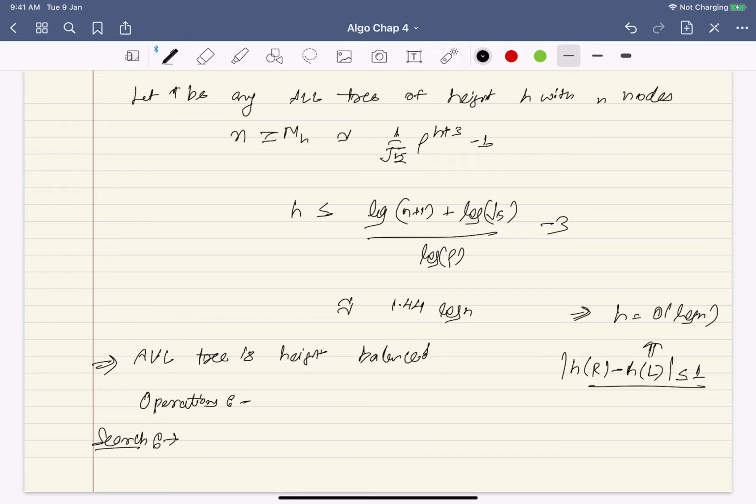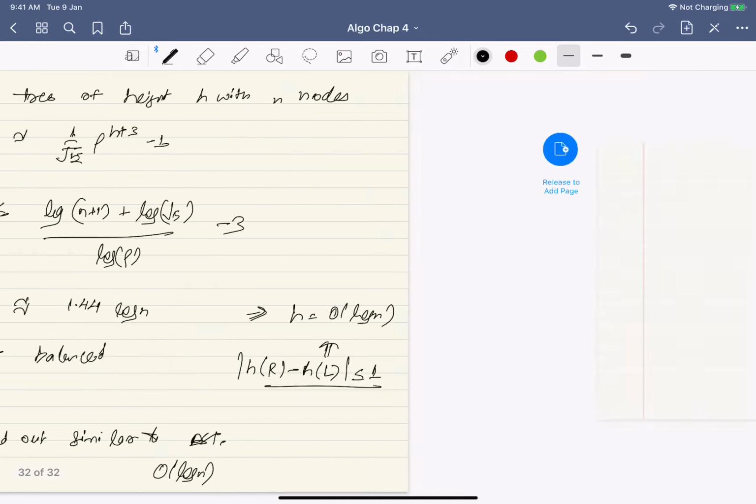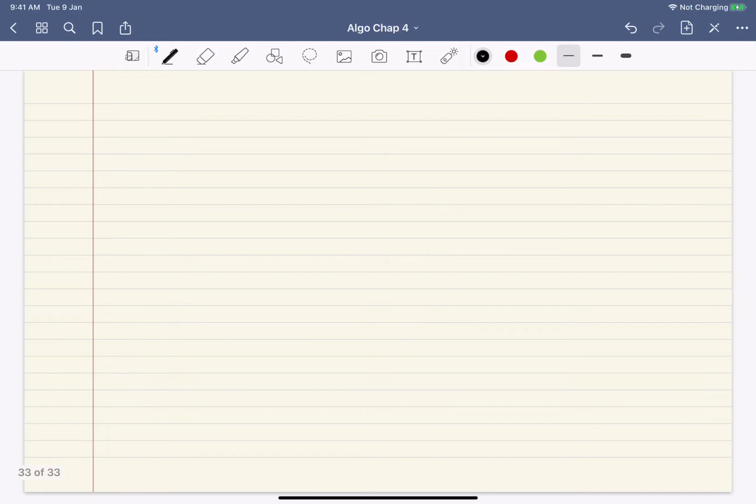If you think about search, you don't change any node, you don't bring in any node. So you can carry out the search exactly the same way as in a binary search tree. Fine, no change. And if the height is order log n, this will be order log n. Now what about insertion and deletion?